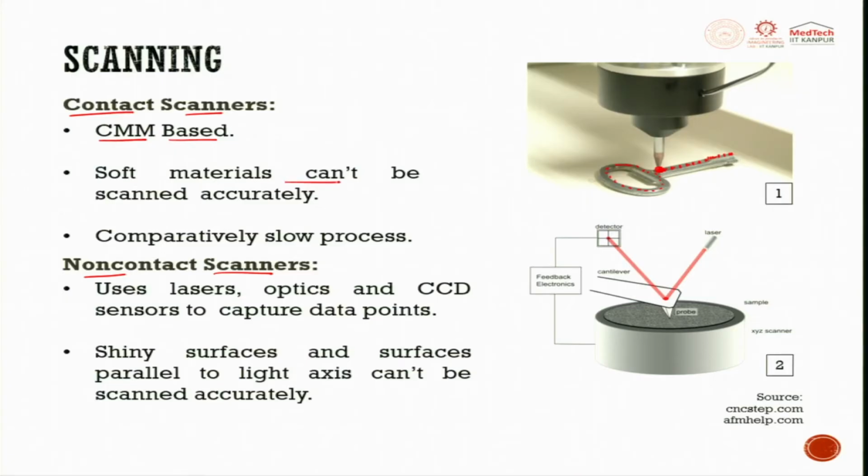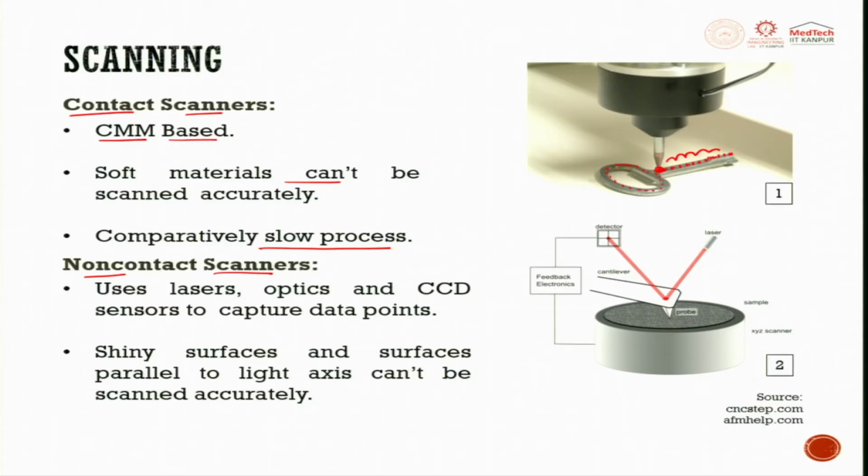Now soft materials cannot be scanned. There are certain limitations, because if soft materials are touched, for example, food items, the bread or the cloth, the probe will just go inside or won't have the exact information. It is a comparatively slow process, right? Because mechanically the component has to move from one place to another, and this takes its time.